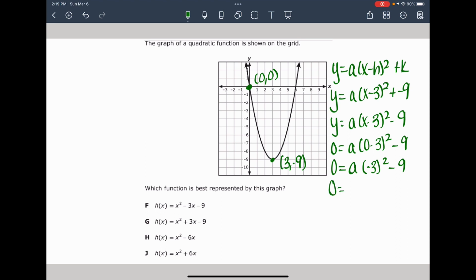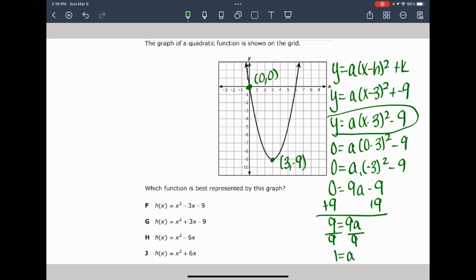Remember, even if you square a negative number, whenever you square something, the answer is always positive. So this is going to be 9a minus 9. So then I add 9 to both sides, and I get 9 equals 9a. Then you divide both sides by 9, and you get 1 equals a. So when I plug that into this equation right here, I get y equals 1 times (x minus 3) squared minus 9.